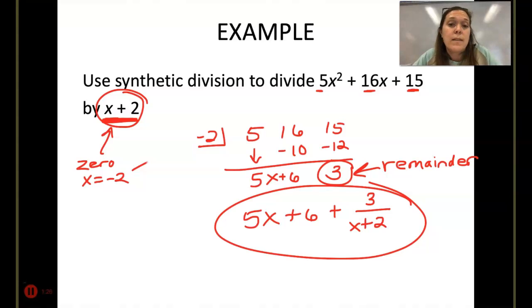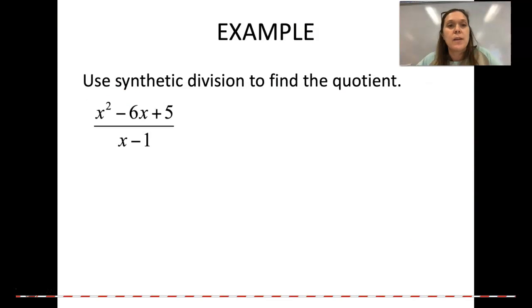Pretty cool. A lot less crazy. So if I had a degree of 2 to start out with, then my quotient will be a degree of 1 when I divide it out. If I had a degree of 3, dividing 1 time would get me to a degree of 2. So then I would do x squared plus x plus constant plus remainder. All right, so let's do another one.